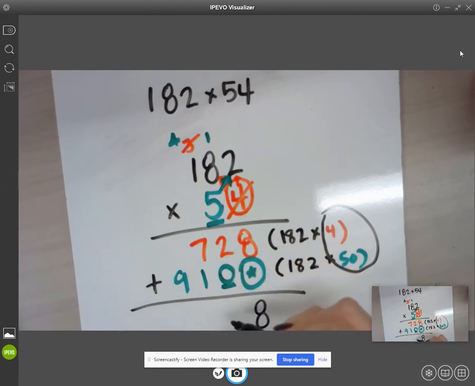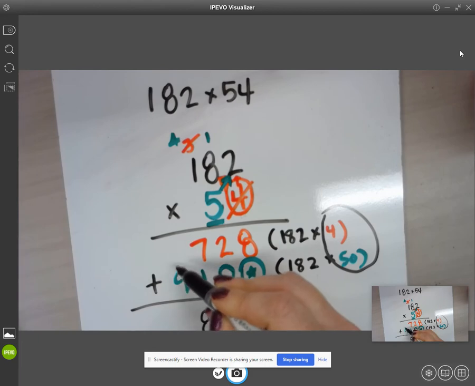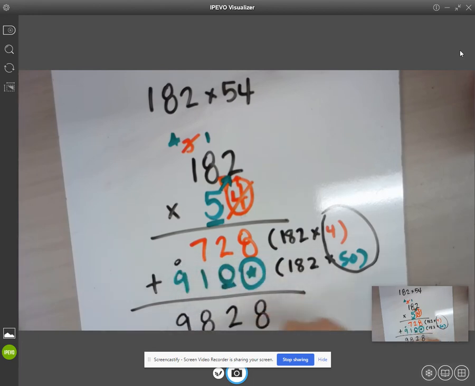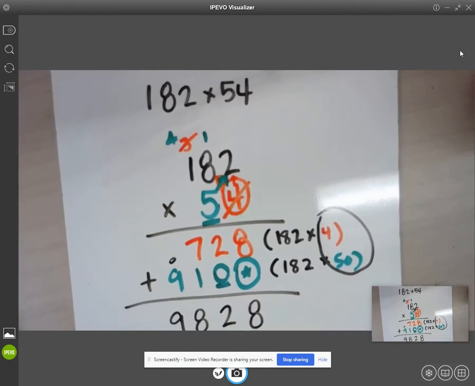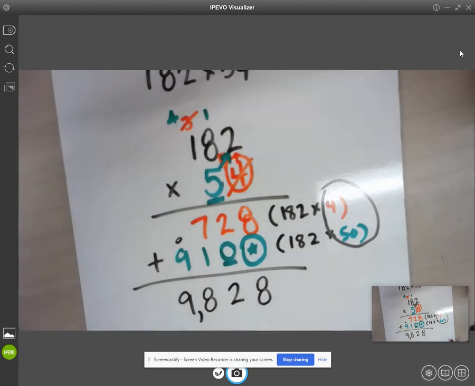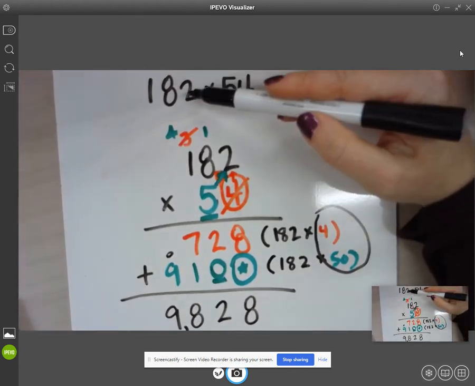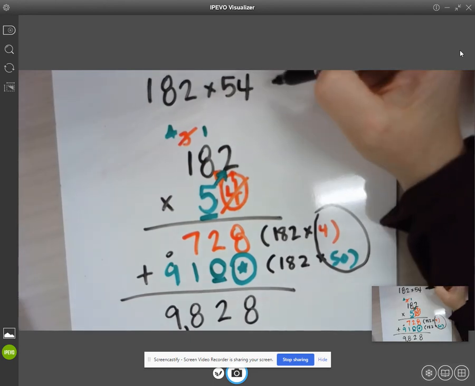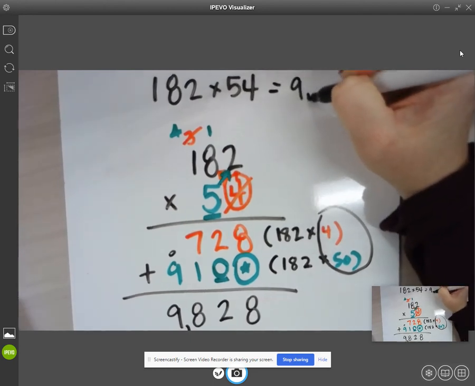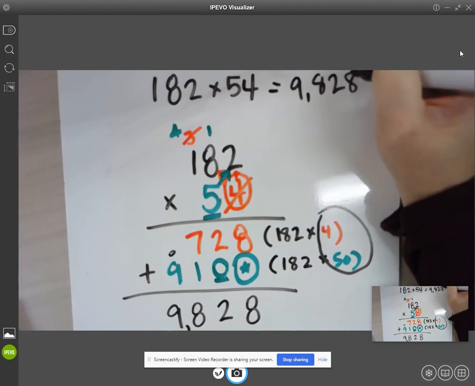2 plus 0 gives me 2. 7 plus 1 gives me 8. And 9 plus nothing gives me 9. 1, 2, 3, comma. My final product is 9,828. Therefore, I know 182 times 54 equals 9,828.